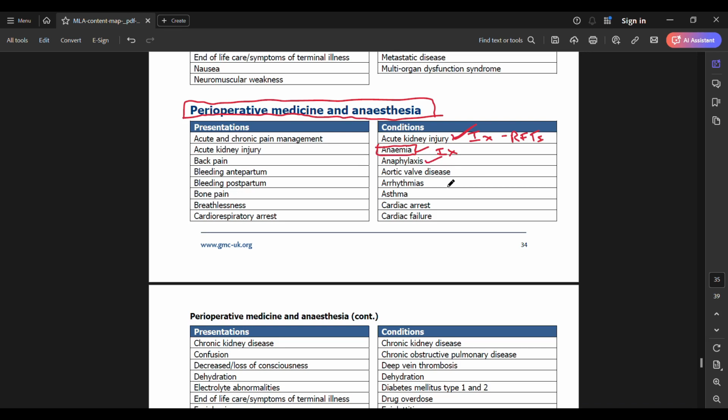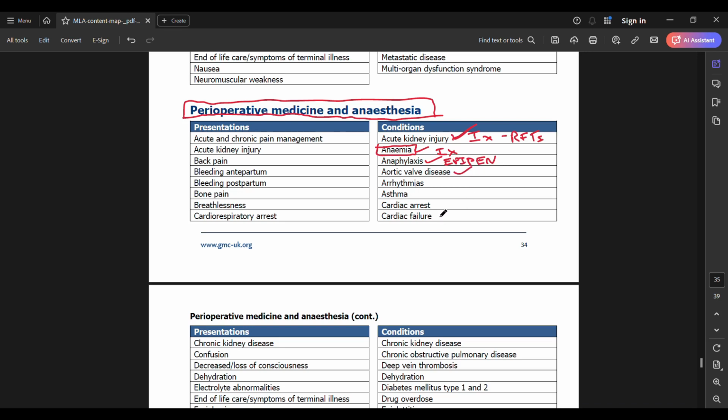Next, we have anaphylaxis. This may show up in the case of a blood transfusion scenario. It may be an emergency scenario, a simulation or a simulation mannequin scenario where the patient has life-threatening anaphylaxis and you need to give the patient adrenaline or an EpiPen, and you need to stop blood transfusion in these cases.